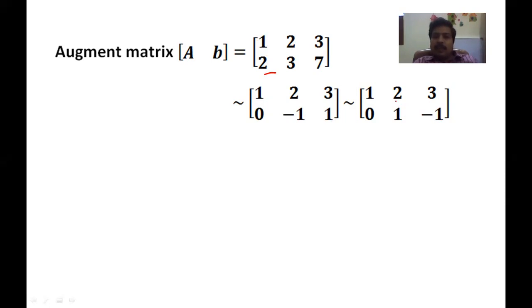Now using this one, I will make this 0, so that the matrix is in reduced echelon. So to make this 0, R1 goes to R1 minus 2R2. So 1 minus 0 is 1 and 2 minus 2 is 0 and 3 minus of minus 1 times 2. Since we are multiplying this with 2, 3 minus of minus 2 is 3 plus 2, 5. So now this matrix is in reduced echelon.